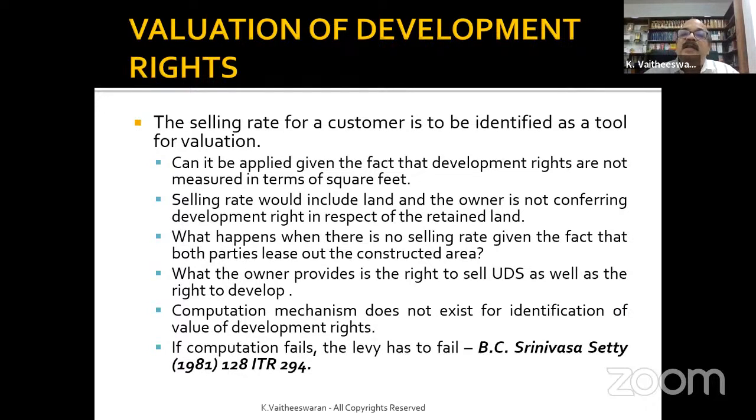What the owner provides is a right to sell UDS as well as the right to develop. So when you say that he's giving development rights, he's not only giving development rights, he's giving you possession, he's giving you the right to enter the property, he's giving you a license to enter the property, he's giving you power to develop the property, he's giving you power to market the UDS. All this is a package in the joint development agreements. But can you say that what is taxable is the entire development rights, the only one involved? If the computation mechanism fails, then the levy fails. You can always fall back on DC Srinivasa Setty's decision.